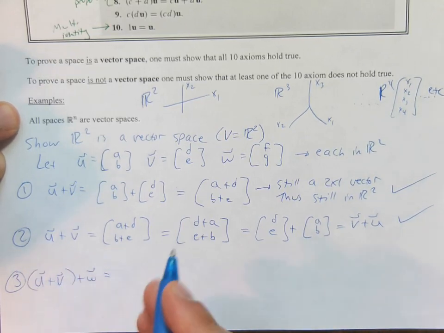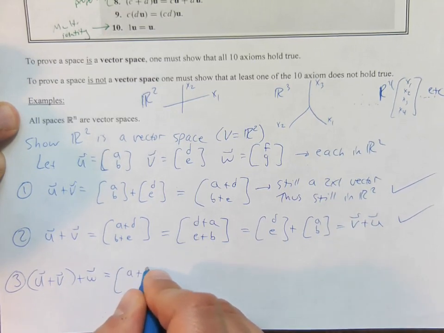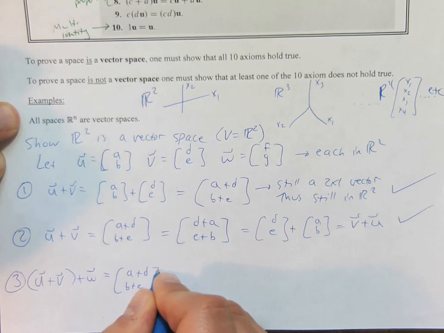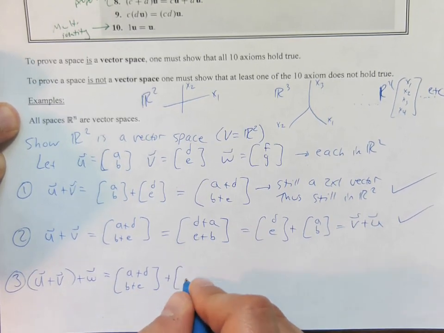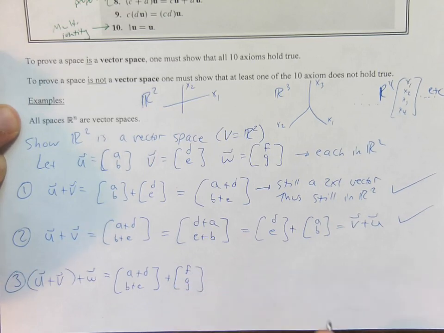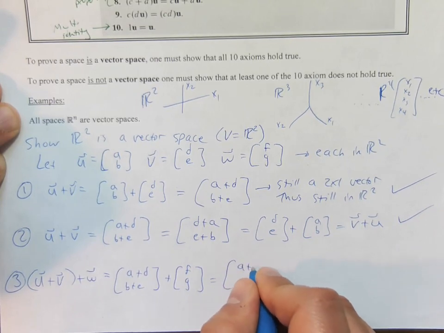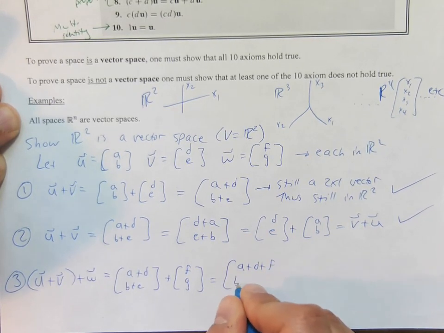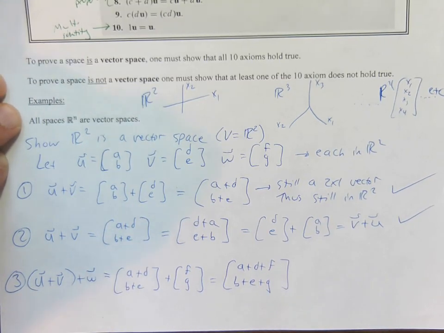So if we did this first, we would add u plus v first, and so we would still have the a plus d, b plus e, right? That's our u plus v value. And then w is going to be f g. And so then when we add all of them together, they're just real numbers, three real numbers in each entry being added. And real numbers being added together, we know we can group them any way we want.